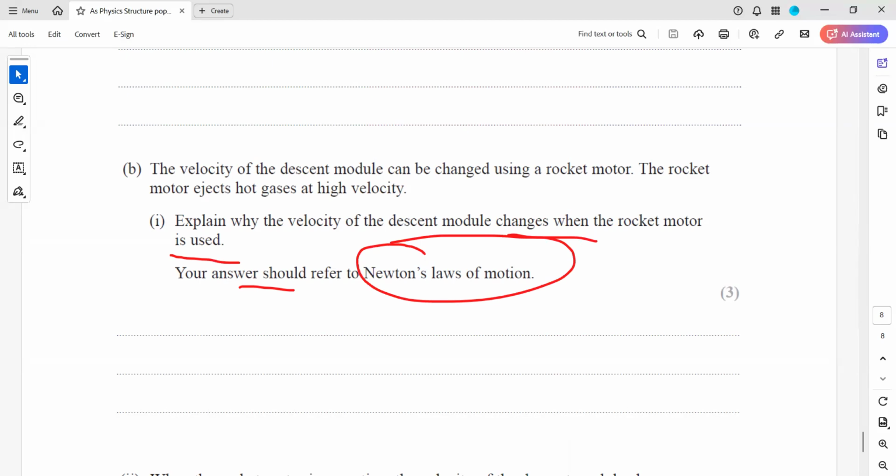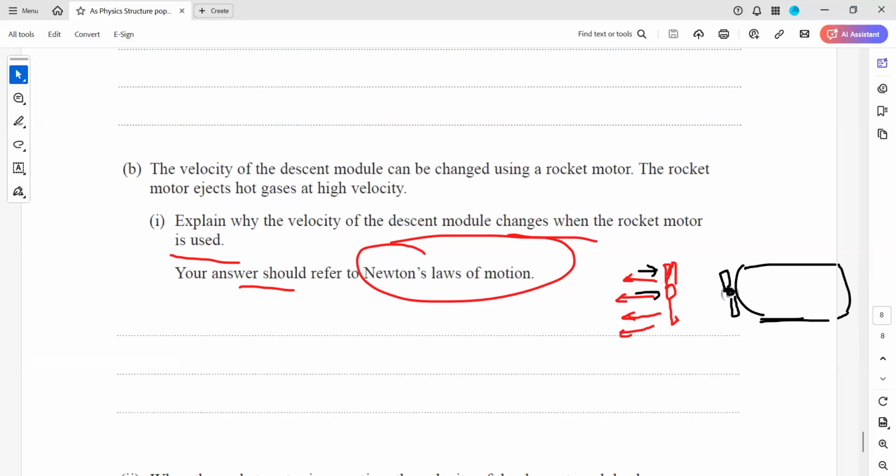What will happen if we use a rocket motor? Let's say we are using a rocket motor. The rocket motor will exert a force on the gases. As a result, what will happen? According to Newton's third law, the gases will apply an equal and opposite force. Let's say this was a rocket and there was a motor here.